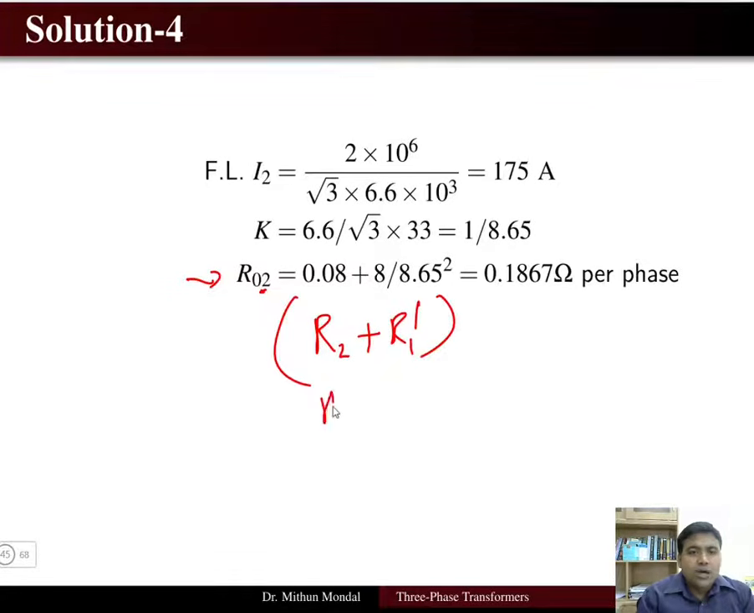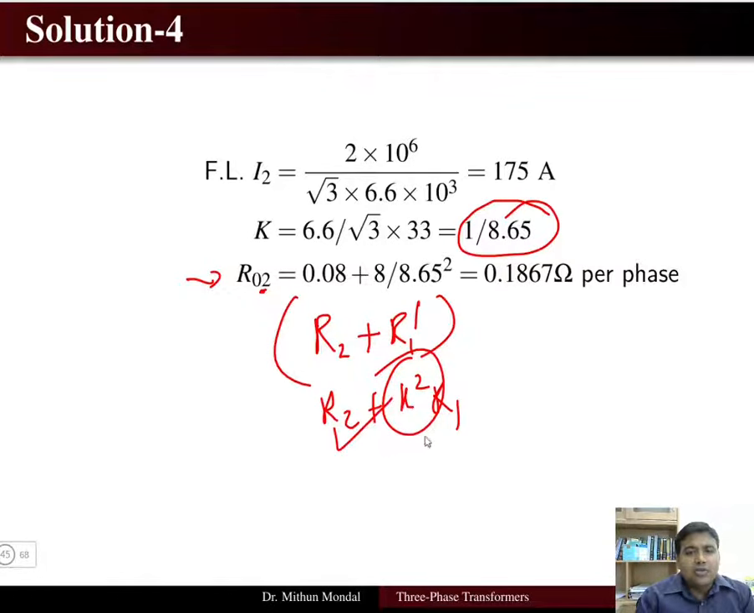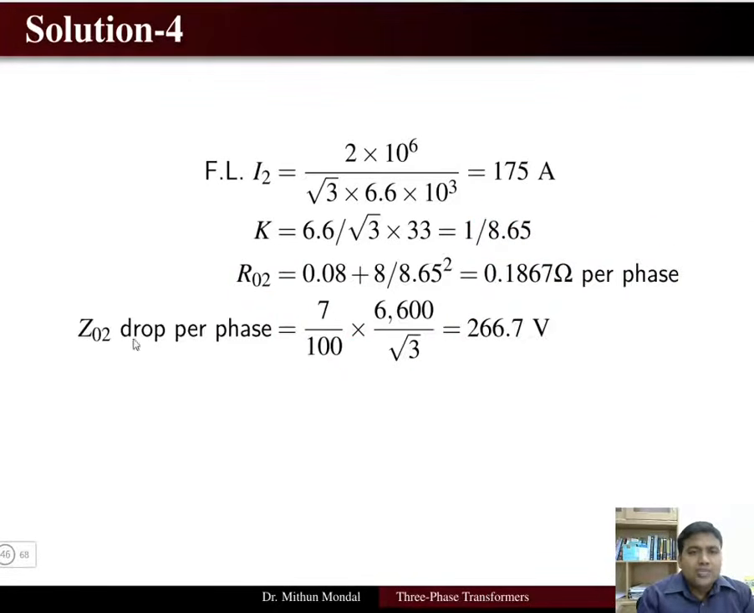Okay, so this R2 plus R1 dash will be equal to R2 plus K square times R1, because we are moving to the secondary side. So K square you can calculate from the transformation ratio, and R2 and R1 are given to you, so that gives 0.867 ohms, and it is a per phase calculation. So the impedance drop is basically 7%, which was given, of the total voltage 6600 by root 3, that is the phase voltage.